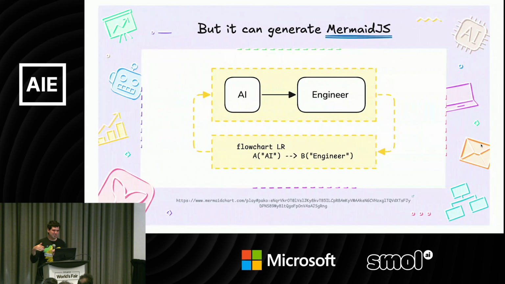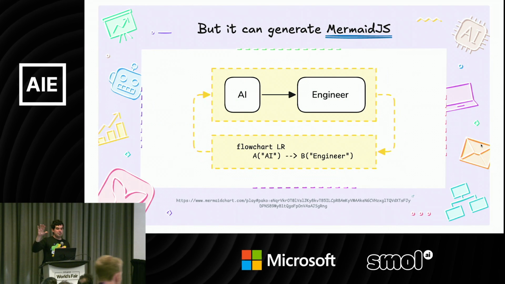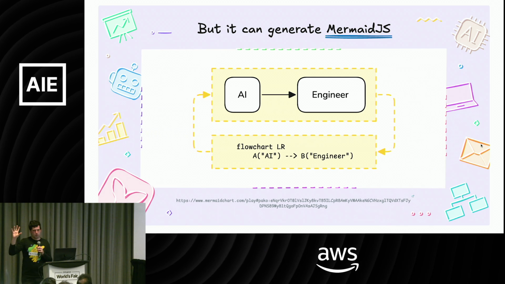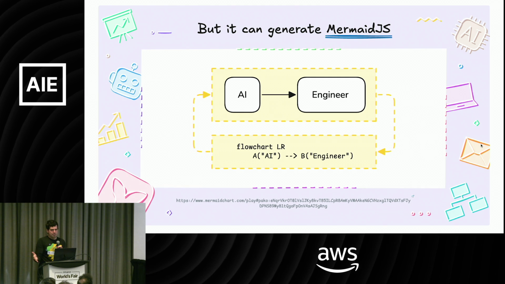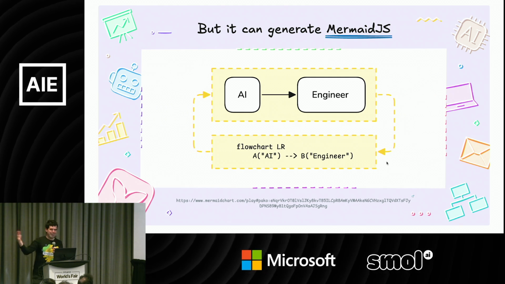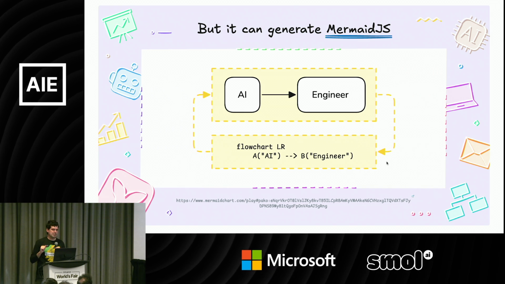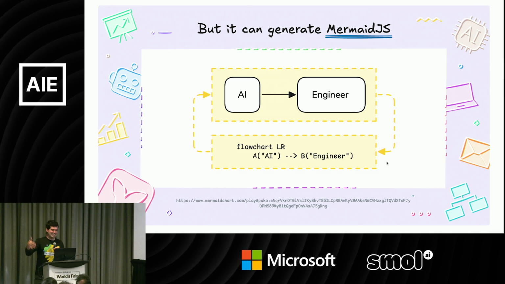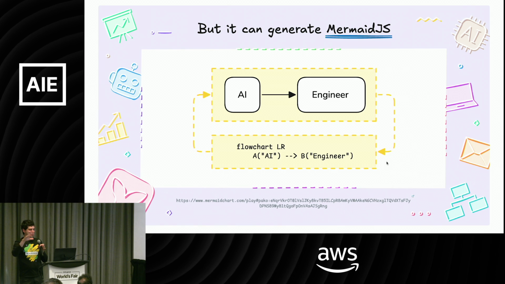So the thing we found out is that LLMs were actually able to generate something called mermaid.js. The name of the project is super weird, but in practice, it's a way to describe a diagram. In this case, you're just writing flowchart LR, A, AI to engineer, and then it draws this specific diagram. And LLMs were able to realistically generate this kind of mermaid.js syntax.